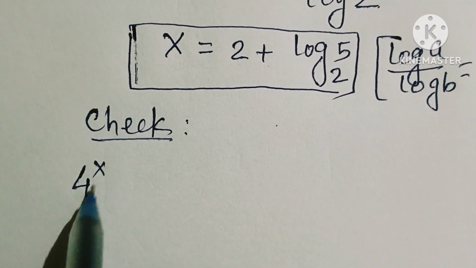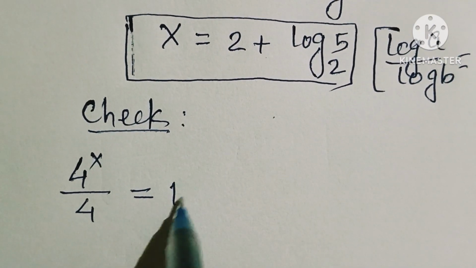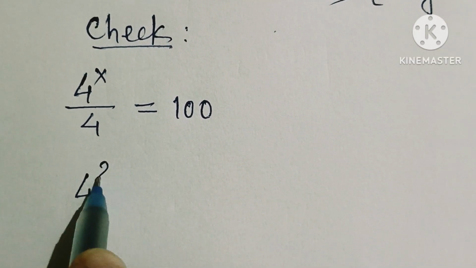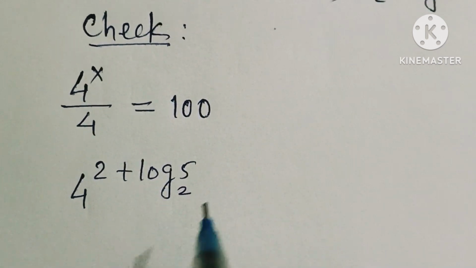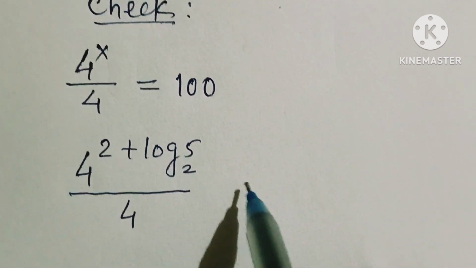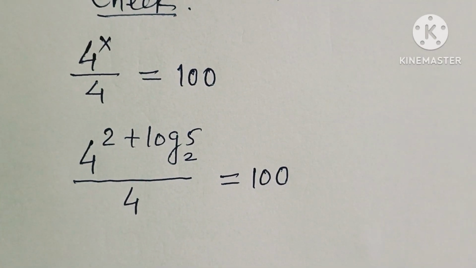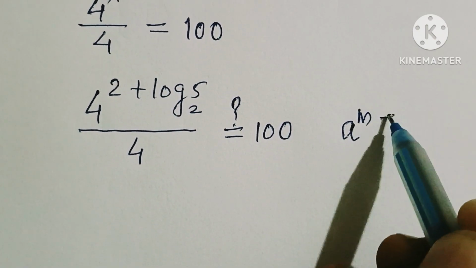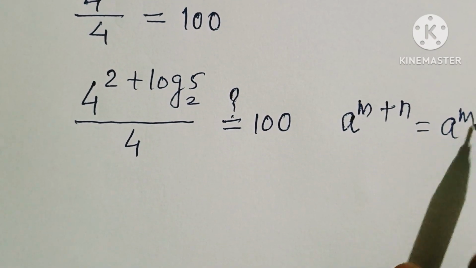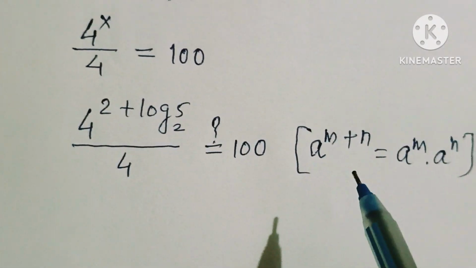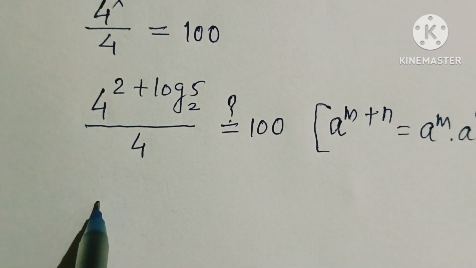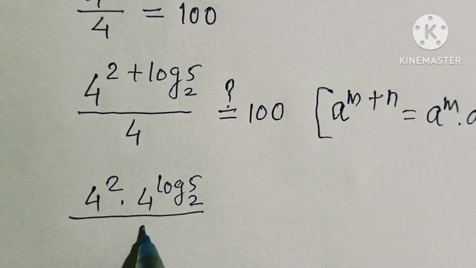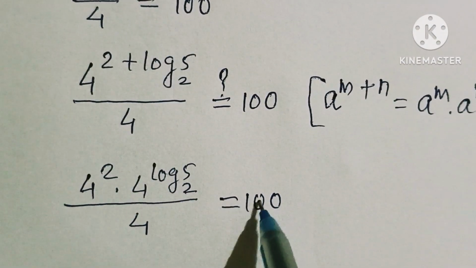4 raised to power x divided by 4 equal to 100. Now put here the value of x: 4 raised to power 2 plus log of 5 to the base 2, divided by 4, is equal to 100. Now we have to apply the formula a raised to power m plus n is equal to a raised to power m into a raised to power n. So we get 4 square into 4 raised to power log of 5 to the base 2, divided by 4 equal to 100.